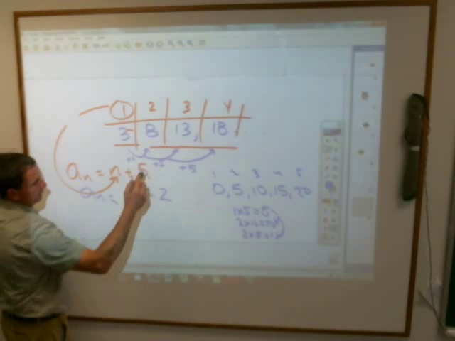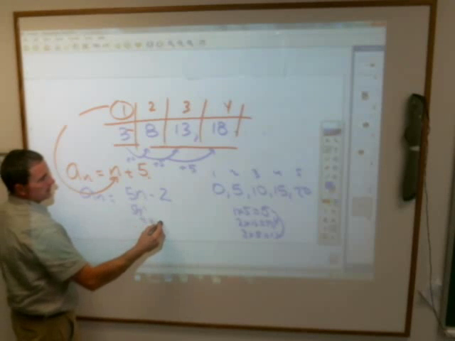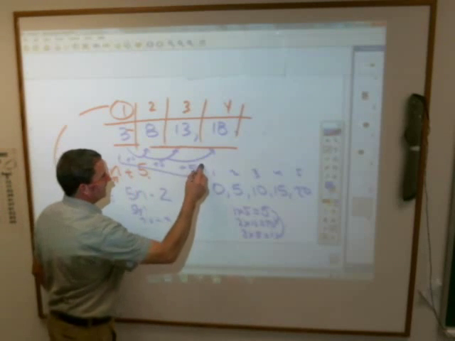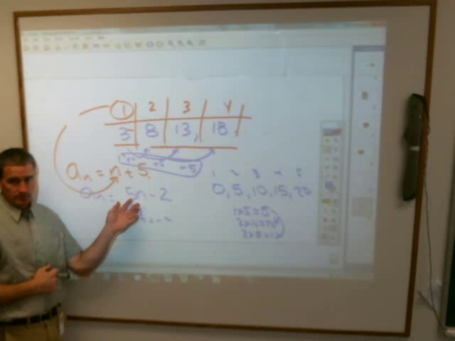Does that work? Well, if I do 4, my fourth term should be 18. 5 times 4 is 20. 20 minus 2 is 18. Okay, so be wary of that. If it's adding 5 each time, it's going to be multiplying by 5 here.